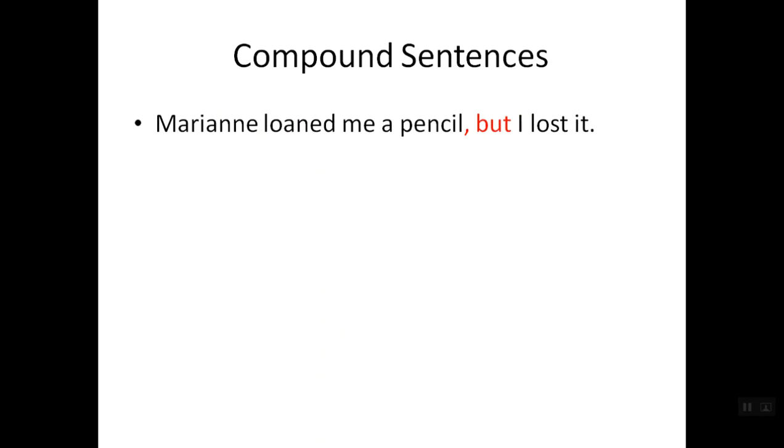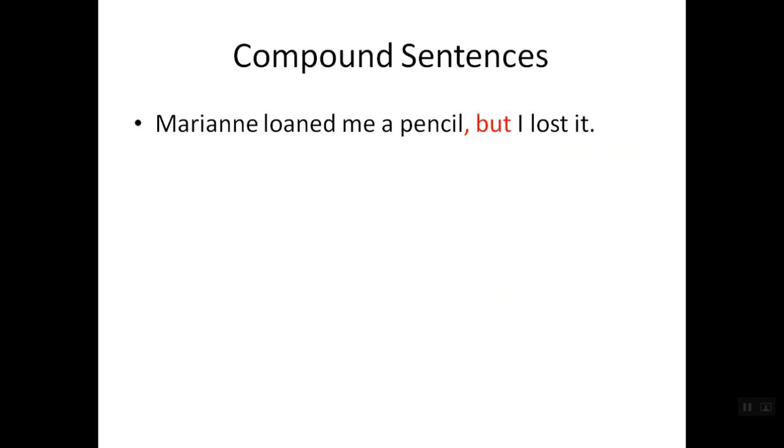Marianne loaned me a pencil, but I lost it. Okay, how many independent clauses did we have here? How do I know something like this? Okay, look at the verbs first. How many verbs do we have? Figure out the verbs. Yes, loaned, this is verb number 1. Lost, this is verb number 2. Okay, different doers, different subjects. Yes, Marianne, subject number 1. I, subject number 2.